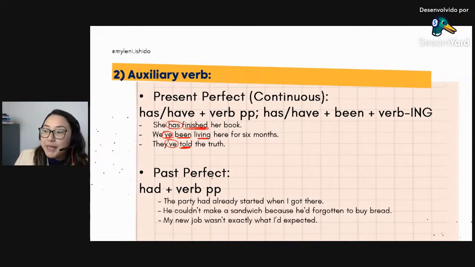Okay? The past perfect is the verb tense in which I have two actions and one action happened before the other action. Right? So I'm going to draw a timeline here for you. Here is now. And here I have the example. The party had already started when I got there. Two actions in the past. The party started, I got there. What happens first? Number one or number two? What happened first? The party started or I got there?